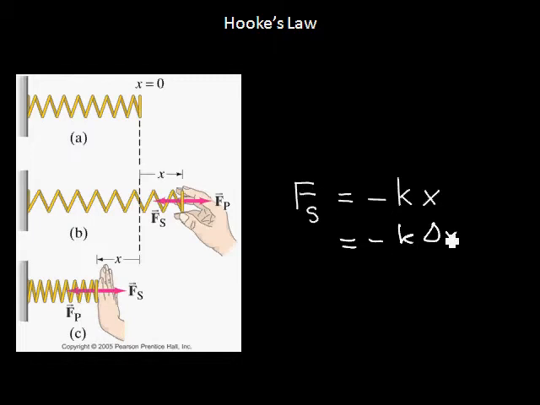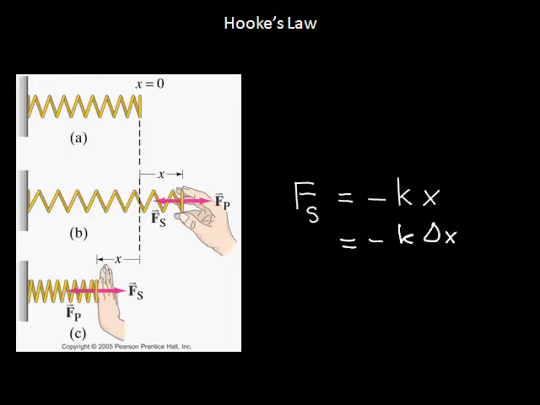But the force exerted by the spring is minus k times delta x. So the force is proportional to the displacement. The more you squash the spring, the harder you have to push because the harder the spring pushes back. Or the more you stretch the spring, the harder the spring pulls back and the harder you have to pull. So this isn't uniformly easy. The longer the spring gets, the harder you're having to pull. Force is proportional to delta x.